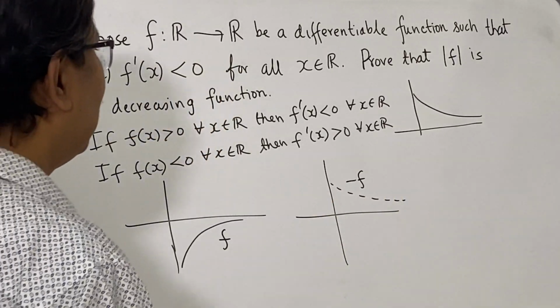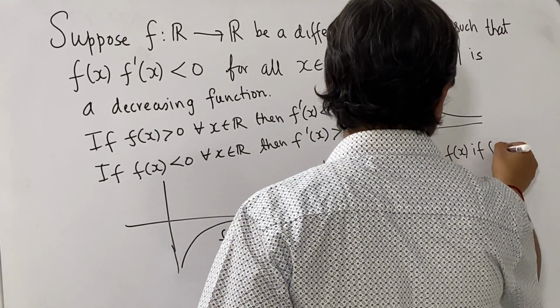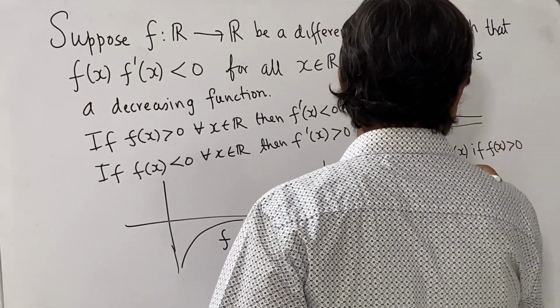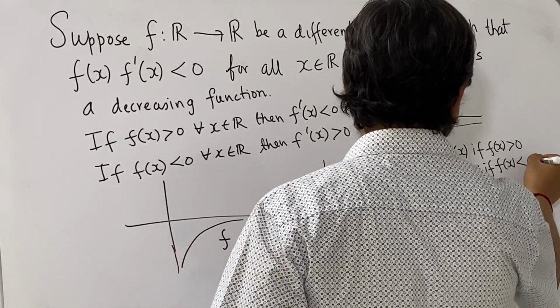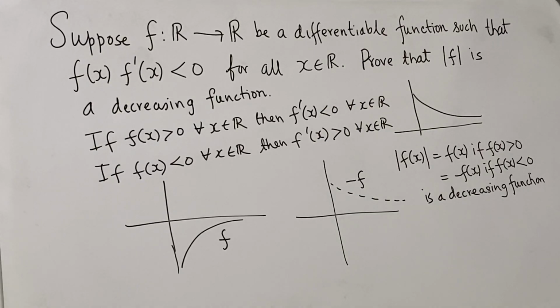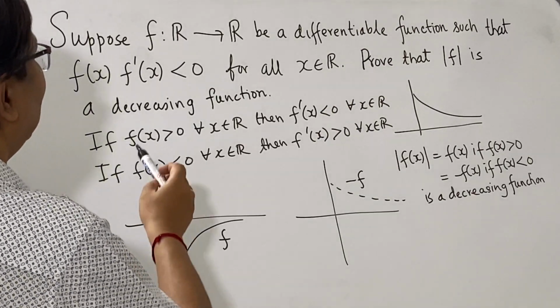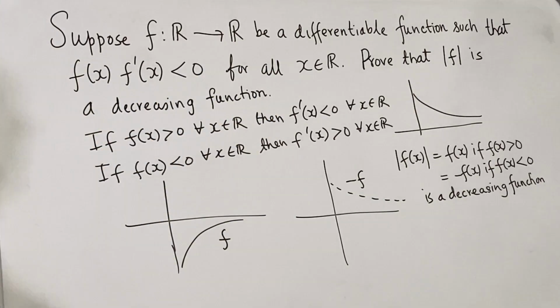So we see that mod of f(x), which is f(x) if f(x) is greater than 0, or minus f(x) if f(x) is less than 0, both of them are decreasing. So we have proved the claim that any differentiable function which satisfies the condition f(x) times f'(x) is less than 0 for all x belonging to R must be a function for which mod f is a decreasing function. Thank you.